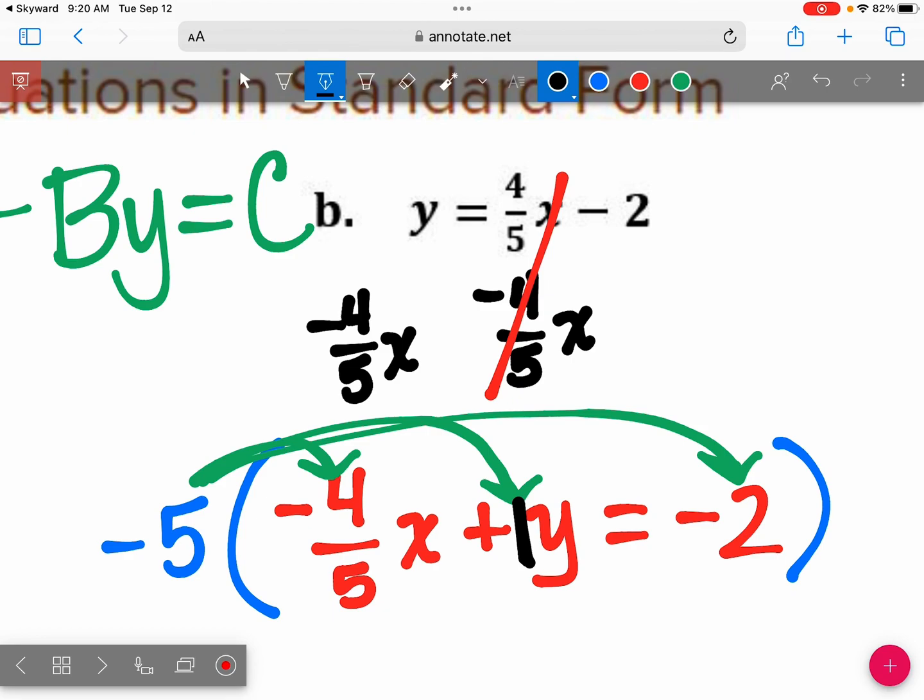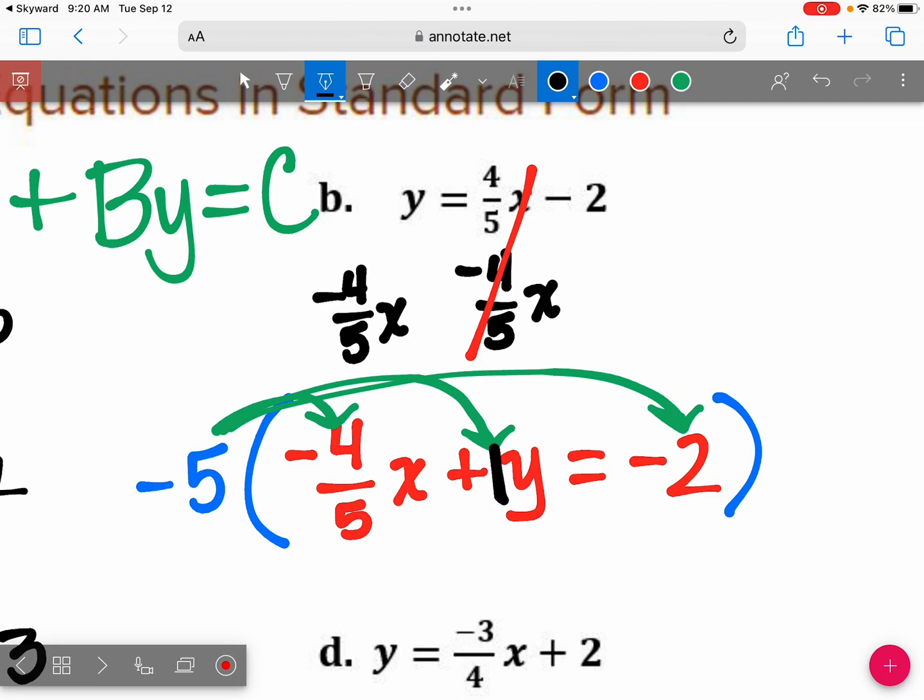And let's start multiplying it out. Those yellow calculators have a fraction button. Does anyone need help typing it in the calculator? So you're typing in negative 5 times negative 4/5. You should get positive 4. Who got positive 4? All right, so positive 4x. So keep going. Then you're taking negative 5 times 1 and negative 5 times 2.